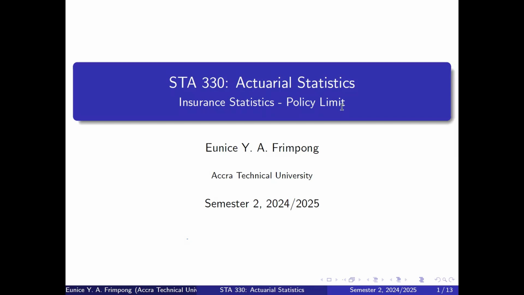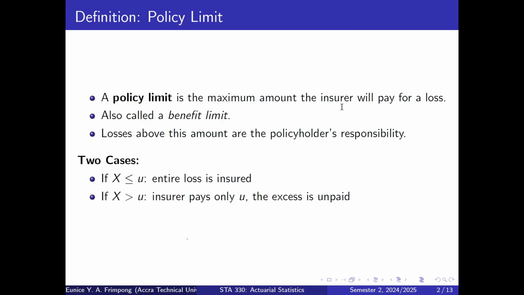Whether you are watching this as a student preparing for exams or someone curious about how insurance really works behind the scenes, you are in the right place. Now let's begin with a basic definition. A policy limit, also called a benefit limit, is the maximum amount an insurer will pay for a single loss under an insurance policy. In other words, no matter how large the actual loss is, the insurer will not pay more than the policy limit, which we are also calling the benefit limit.